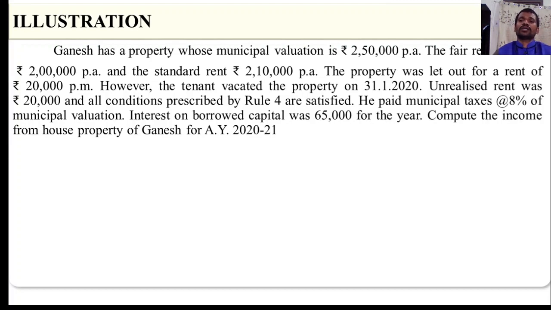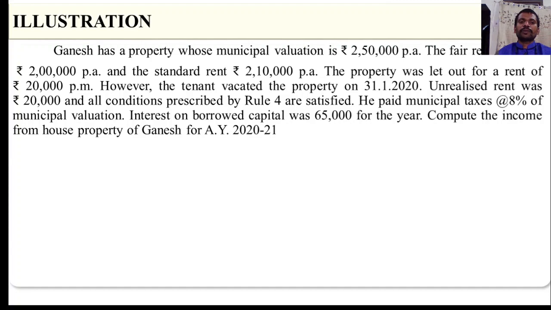He did not pay 1 month's rent, he just left and vacated. How much? 20,000. All conditions prescribed by Rule 4 were satisfied. In case of unrealized rent, it should satisfy Rule 4. It means all prescribed precautions have to be taken by the owner to collect the rent. Even after that, if the tenant has not paid rent, only then it is treated as unrealized rent. Otherwise, it is not treated as unrealized rent. So, Rule 4 is satisfied.